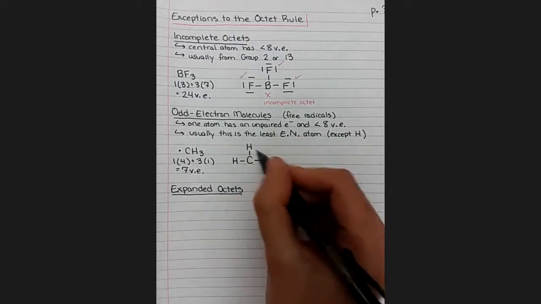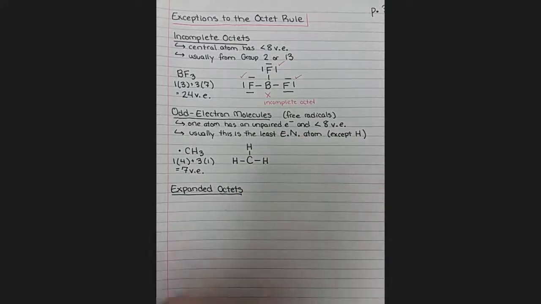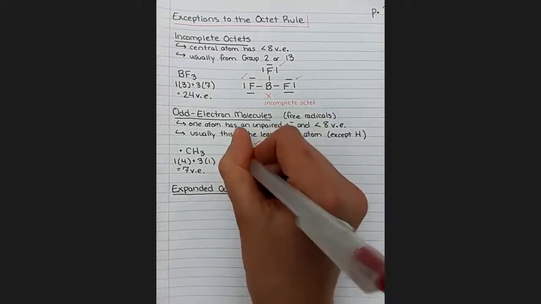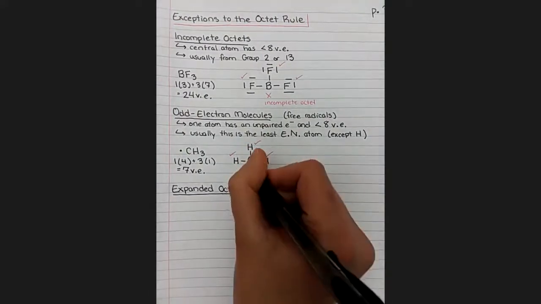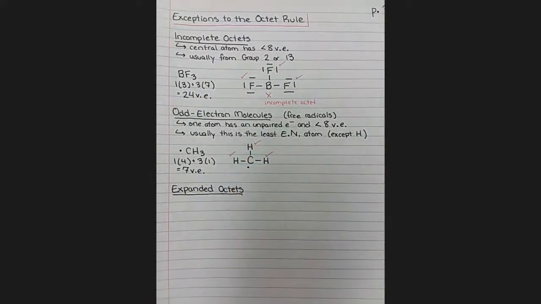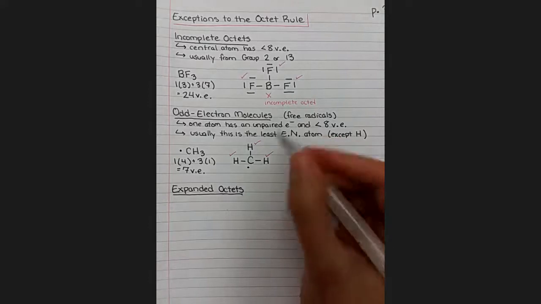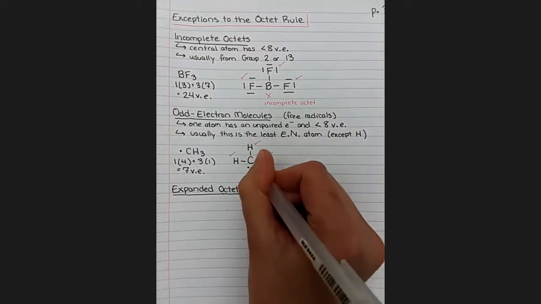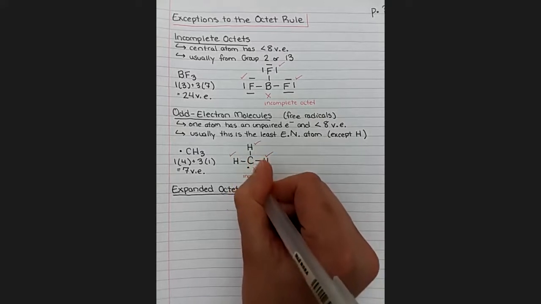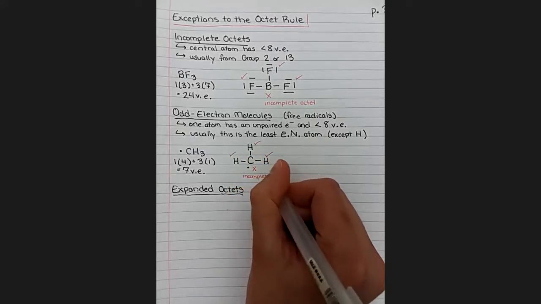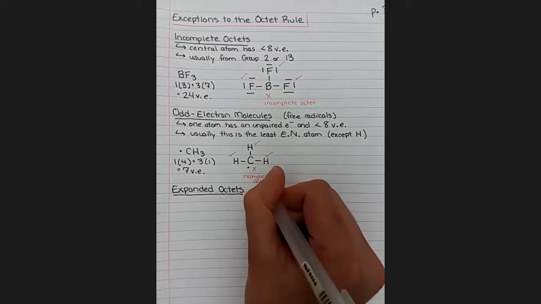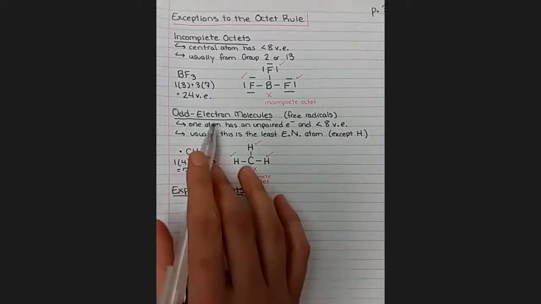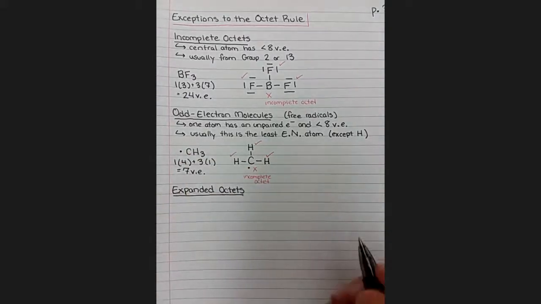The terminal atoms, so the hydrogens, don't need any more electrons because they only need 2. They only need a duet, so they're filled. So we can stick our last remaining electron on the carbon. Carbon needs to have a full octet. It only has 2, 4, 6, 7 electrons. So it has an incomplete octet in this case. And it has an unpaired electron here, making it an odd electron molecule.